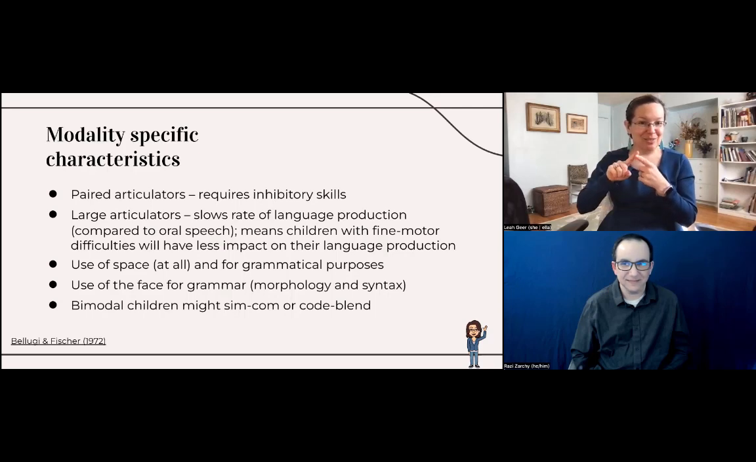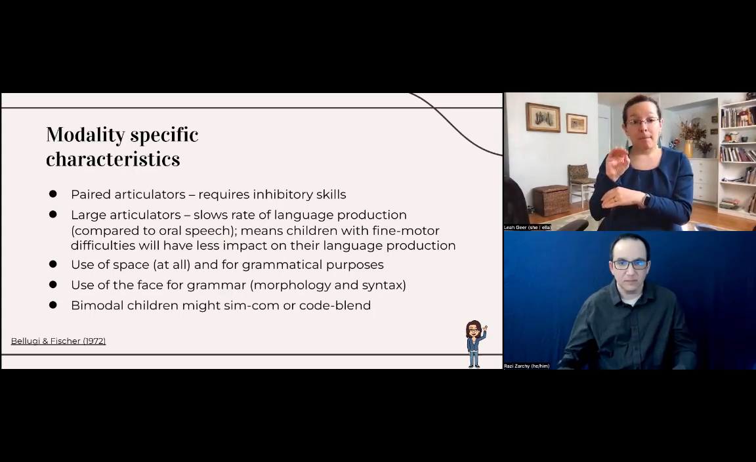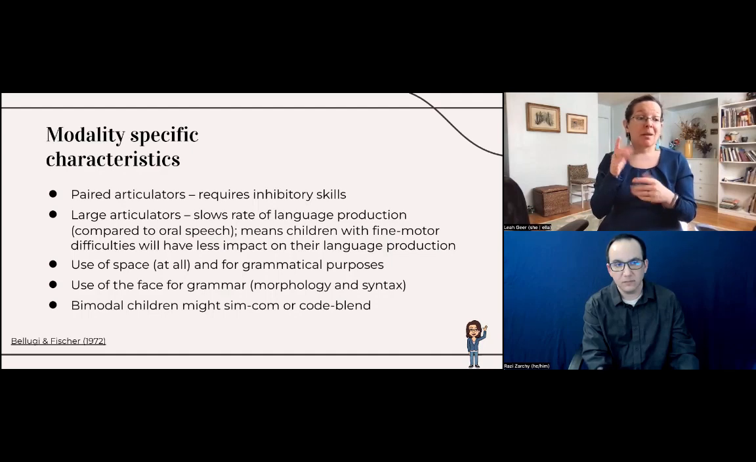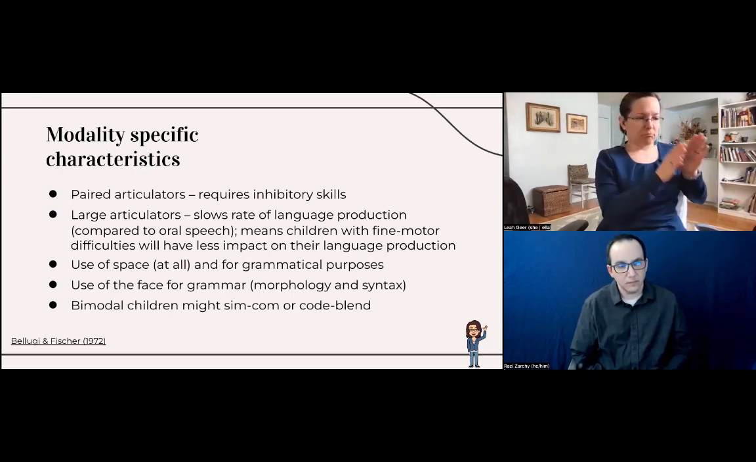Now, finally, at least the last bit that is specific to sign language that I will be sharing today, is to acknowledge that bimodal children, whether or not they're hard of hearing or deaf, may introduce SIMCOM, simultaneous communication, or what we refer to as code blending.